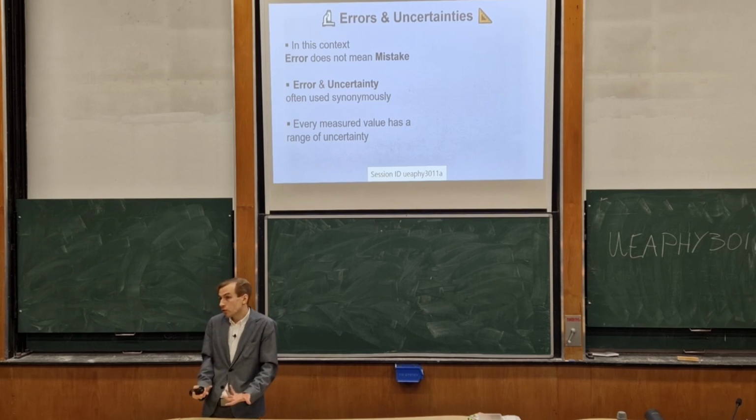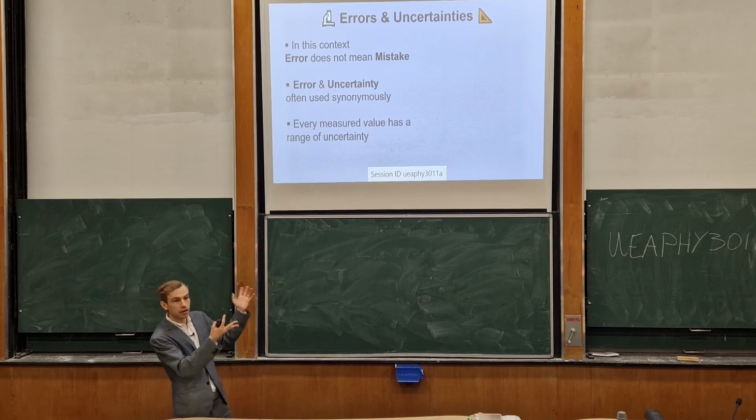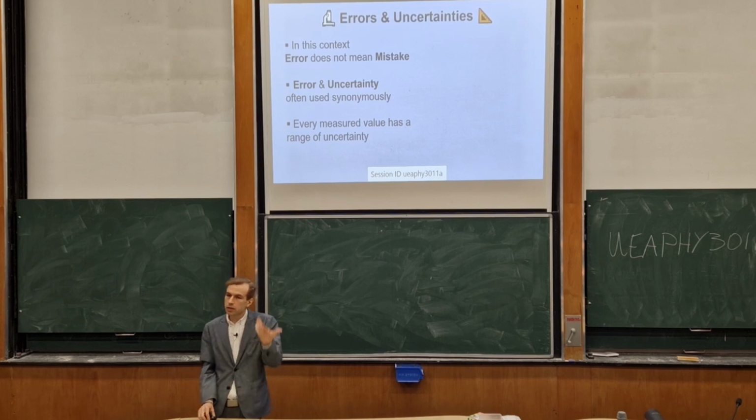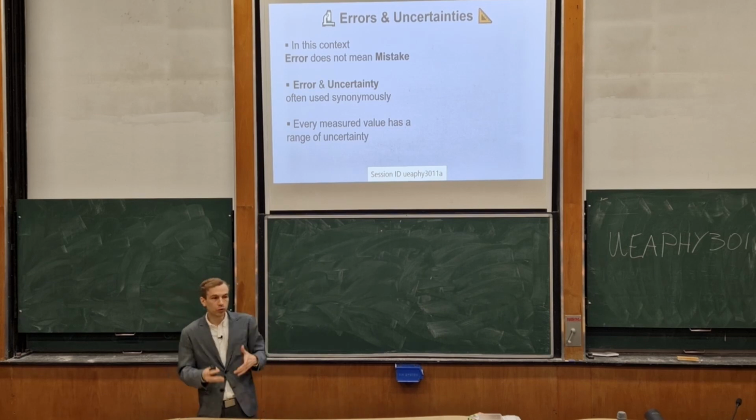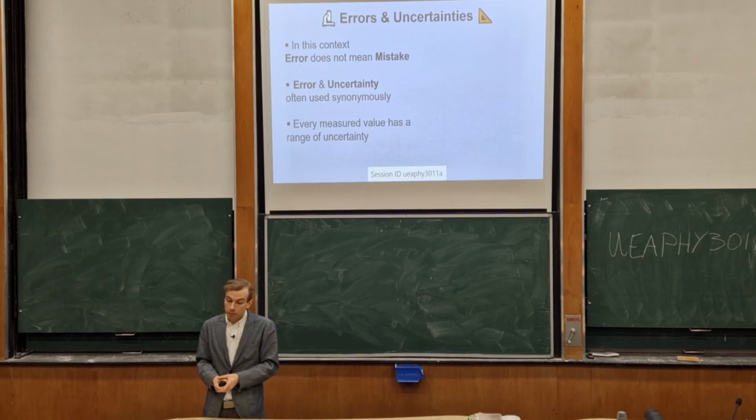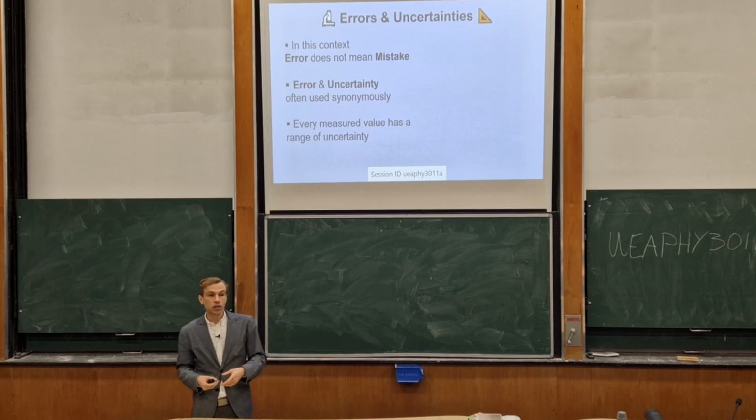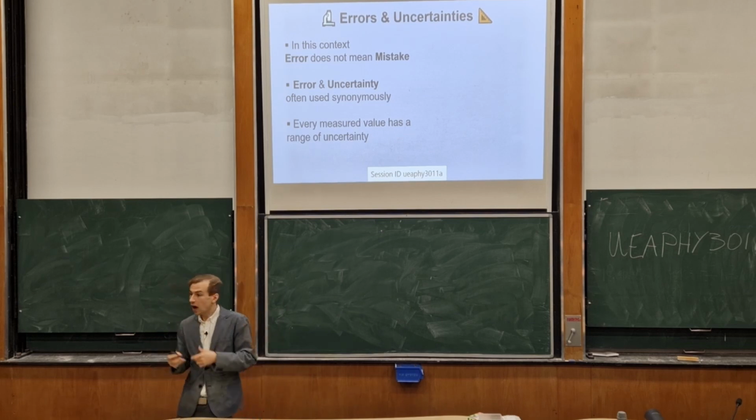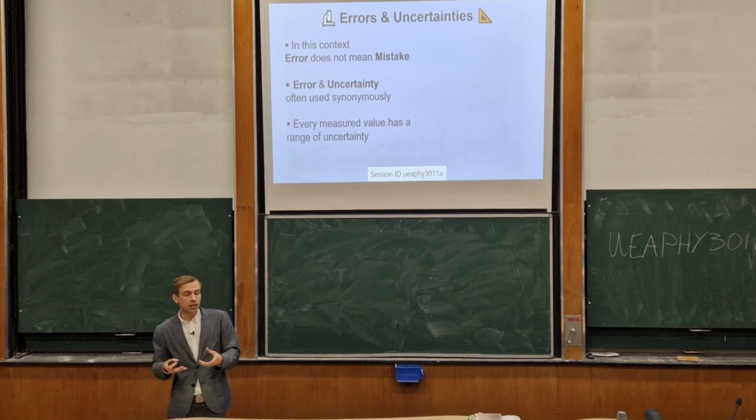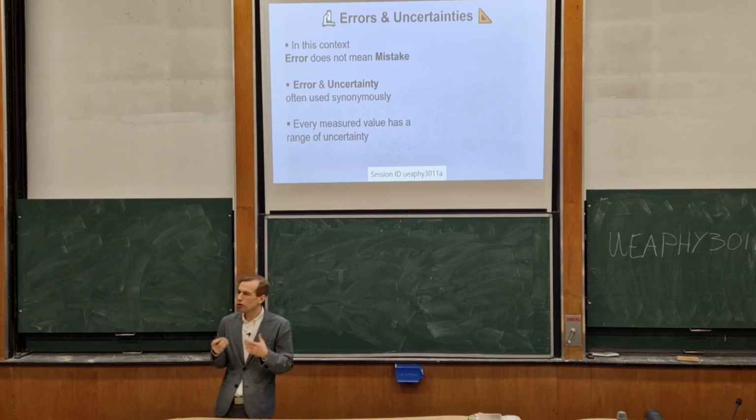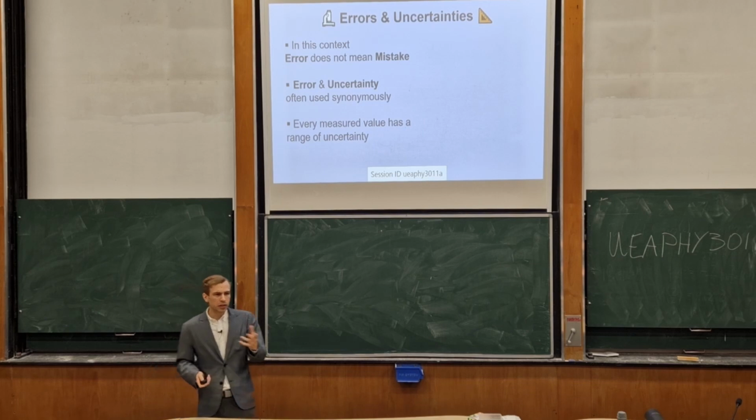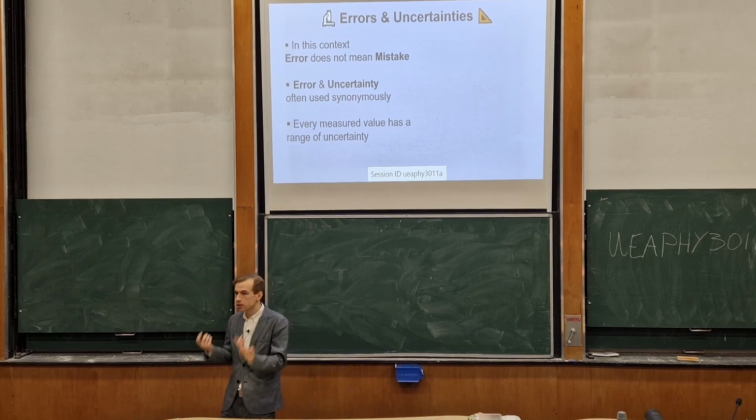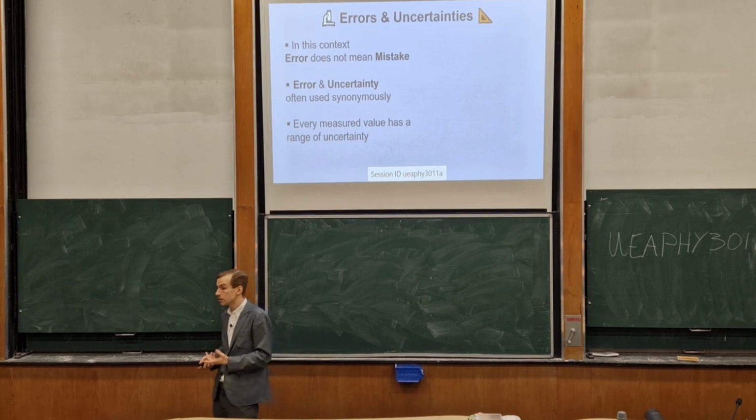I think it would be more straightforward if we just called this the uncertainty, but it's kind of stuck that this same thing is also very often called the error. So whenever you're talking about error analysis, or if someone says, oh, this paper's full of errors, they don't mean it's full of mistakes, they mean it's full of uncertainties in the numbers. And that's not because you've done anything wrong with your science, it's because every measured value intrinsically has a range of uncertainty.